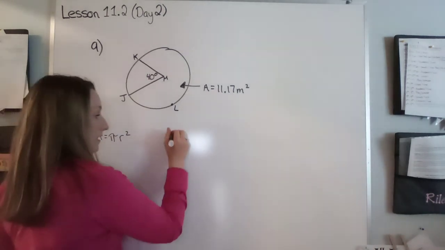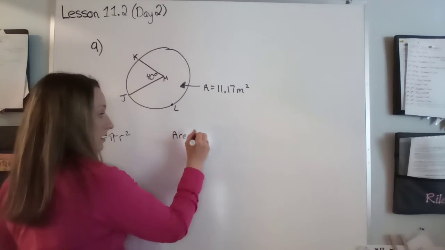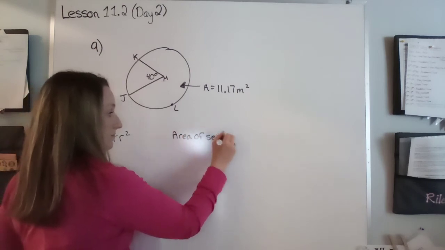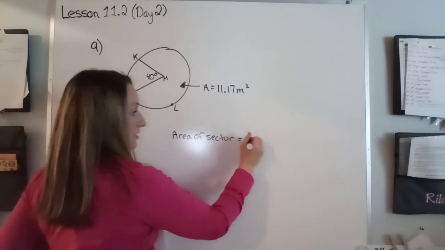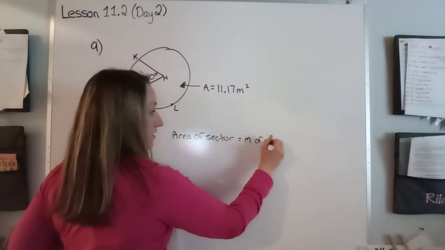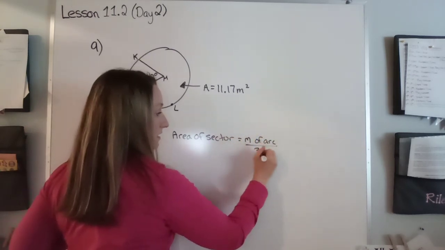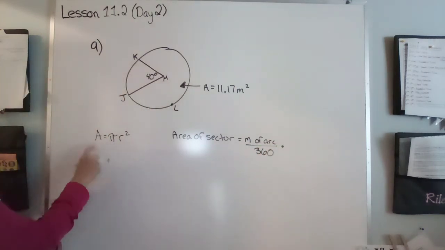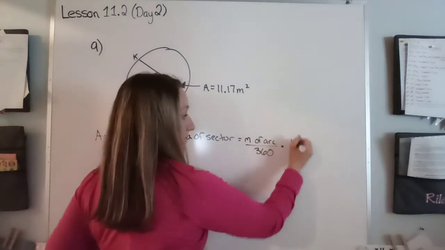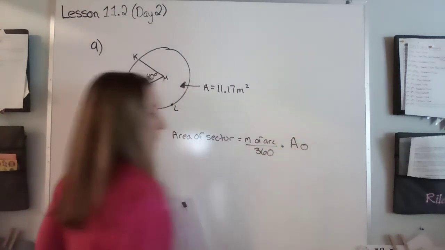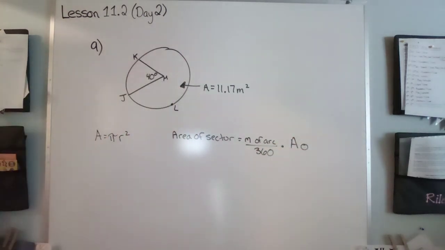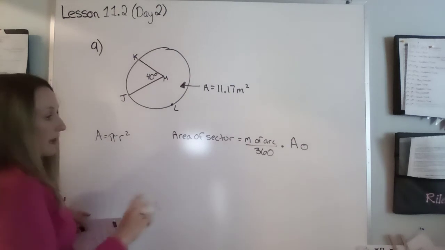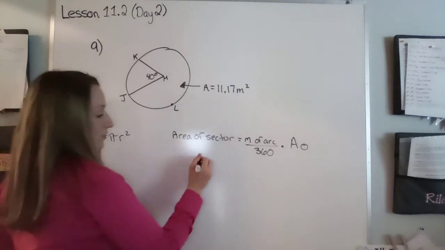Okay, so the area of sector is equal to measure of arc over 360 times pi r squared. Pi r squared, the area of the circle. So instead of writing pi r squared, I'm going to write area circle. Okay, so I'm going to use that formula and work backwards. The area of the sector is 11.17.